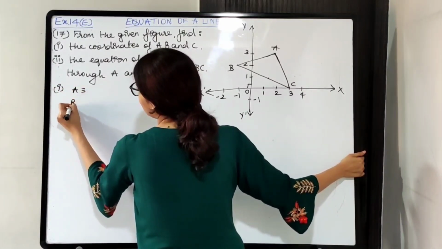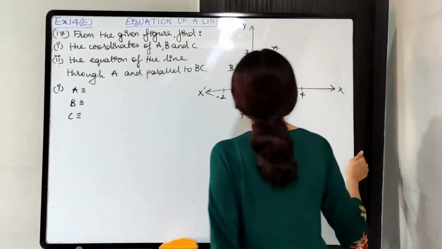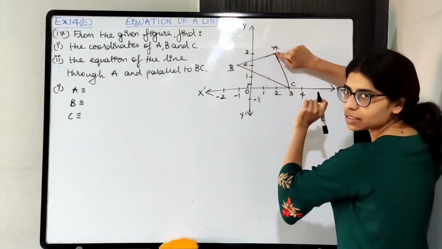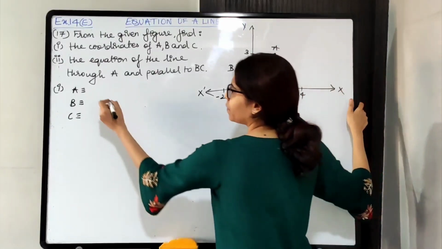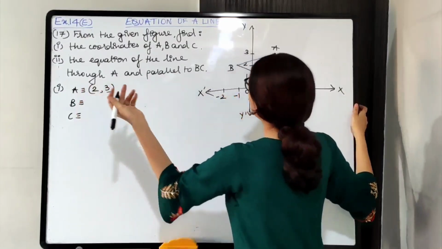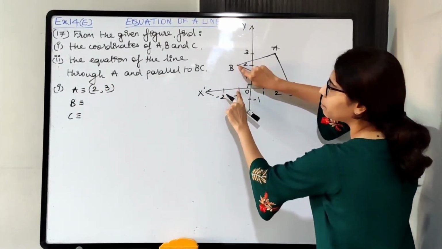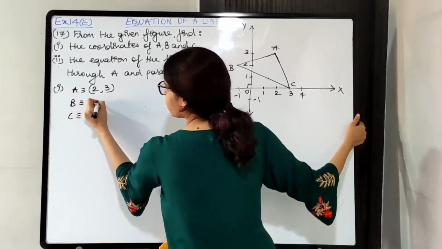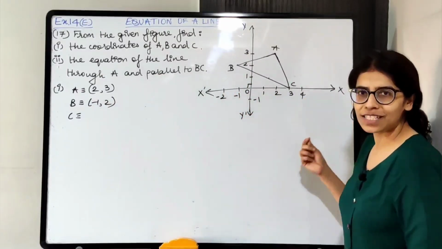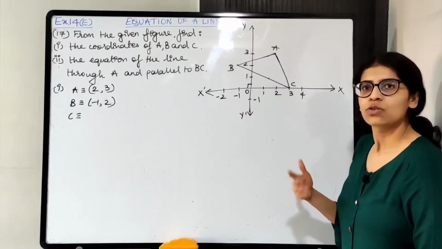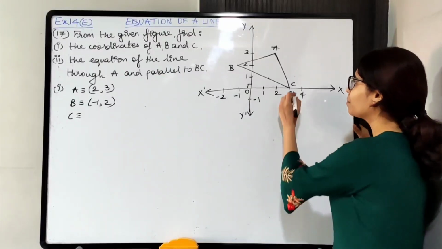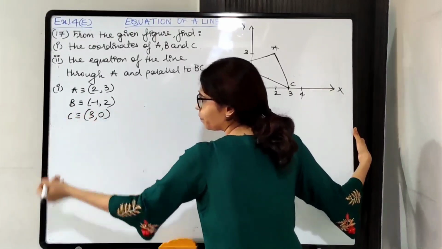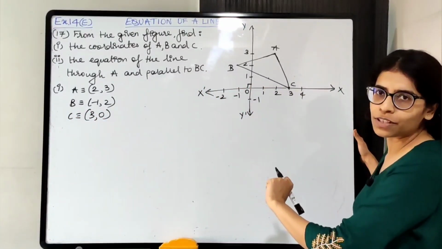A, B, C. A का x कोऑर्डिनेट 2 होगा, y कोऑर्डिनेट 3 होगा. सो (2, 3). फॉर B x कोऑर्डिनेट -1 होगा, y कोऑर्डिनेट 2 होगा. सो (-1, 2). फॉर C it lies on x axis. So y कोऑर्डिनेट 0 होगा. x कोऑर्डिनेट क्या है? 3. (3, 0). Okay. So we got the coordinates of A, B and C.